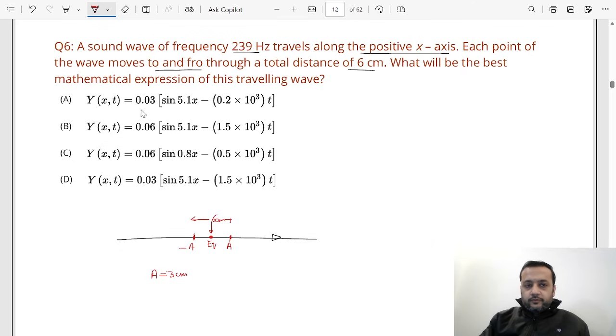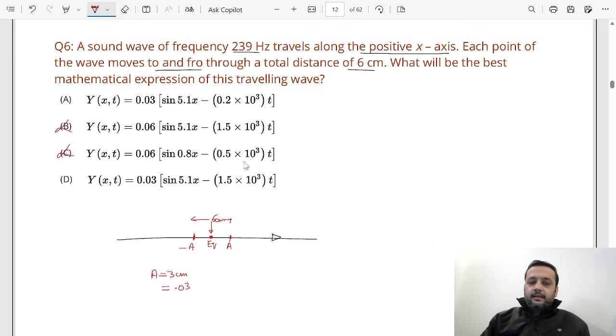So now if you see here, the amplitude is 3 centimeter. This is in meter, which is why we are getting 0.03. So if you convert this into meters, you will get 0.03. So basically this option B becomes wrong, because here the amplitude is 0.06. Here also amplitude is 0.06. So this is also wrong.